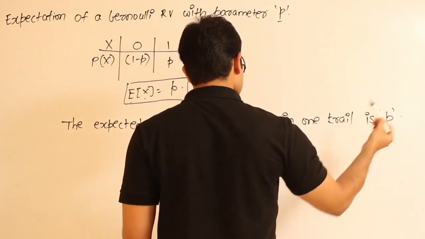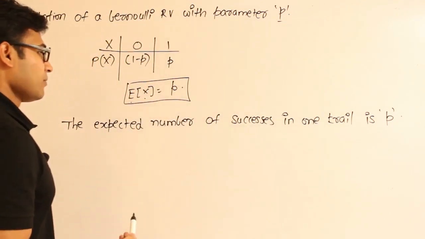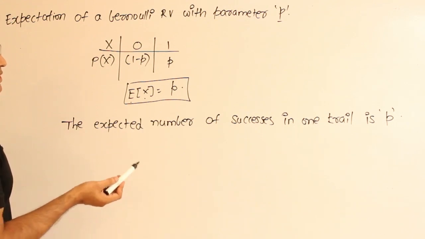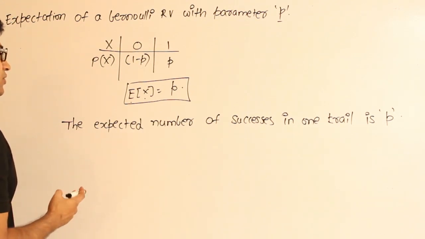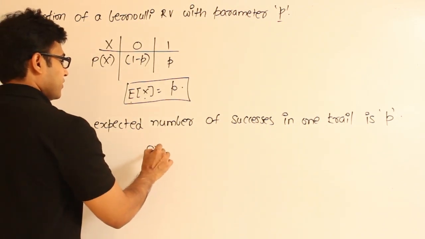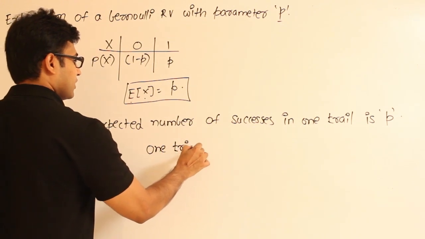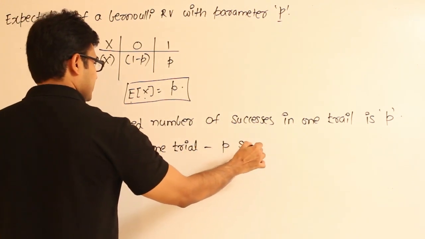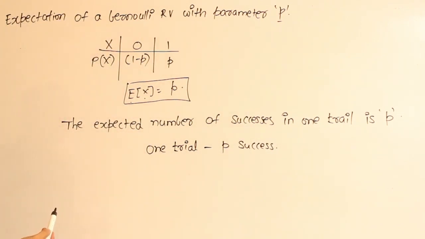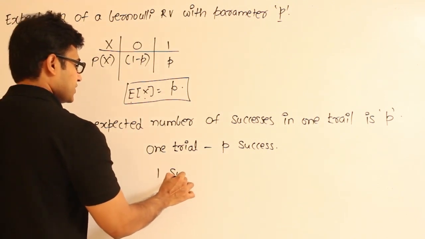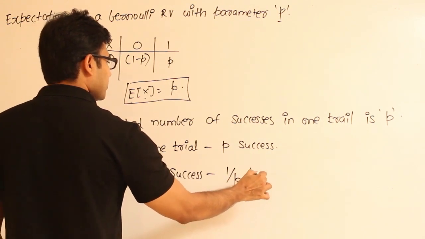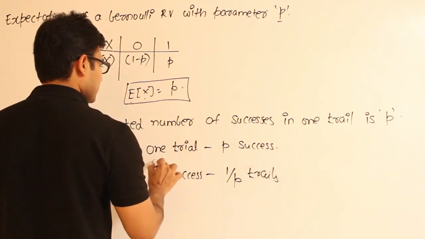Actually this is meaningless. The reason is, the number of successes should be a natural number, right? But p is a number between 0 and 1. Therefore it is actually meaningless. But you can understand it this way: in one trial, if you are going to get p successes, then how many trials will be required in order to get one success? For one success, how many trials are required? 1 by p trials.